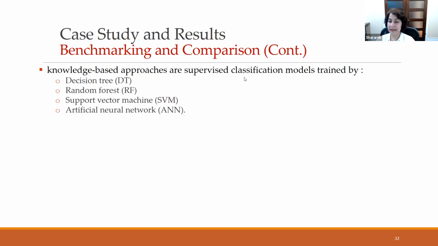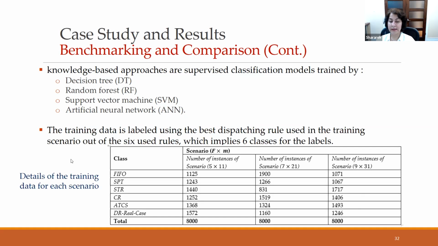a supervised classification model was trained using these 4 algorithms: decision tree, random forest, SVM, and artificial neural network. And the training data for these models is labeled using the best dispatching rule in the training scenario, from the 6 dispatching rules that I mentioned. So this means that we are dealing with 6 classes of the label.